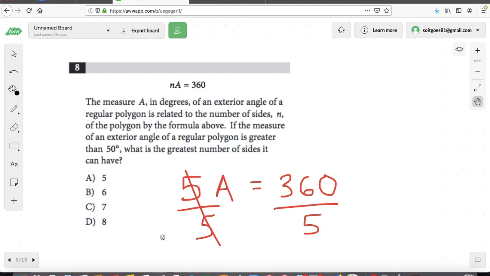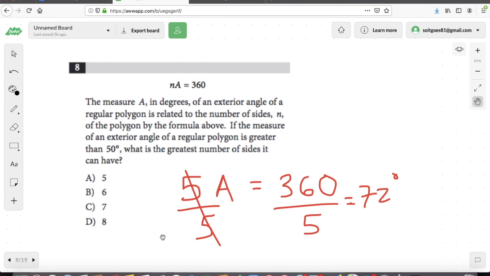Now I think this is a non-calculator section question. I'm not certain. I think it is. But just to save some time, go ahead and plug that into your calculator real quick. What's 360 divided by 5? Let's find out. I think it's going to be bigger than 50. It should be. In fact, 72. Degrees. Which is bigger than 50, so we can keep 5 as an answer choice, because we get an A value that's bigger than 50 degrees. Does that make sense? Yes.